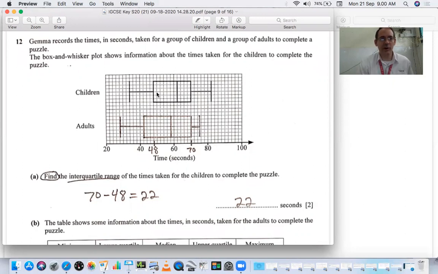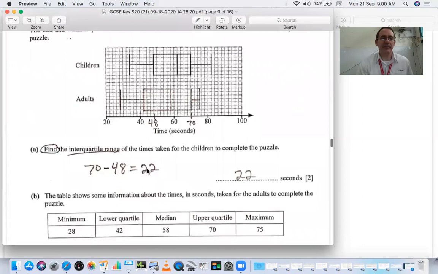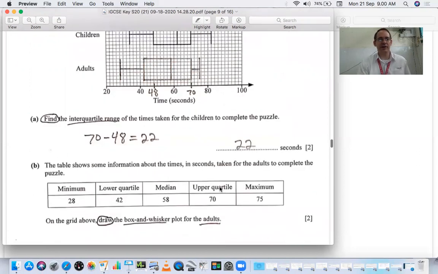Q3 minus Q1. Q3 is at 70. Q1 is down here at 48. So 70 minus 48 is 22. 22 is how far it is from Q1 to Q3, your interquartile range.